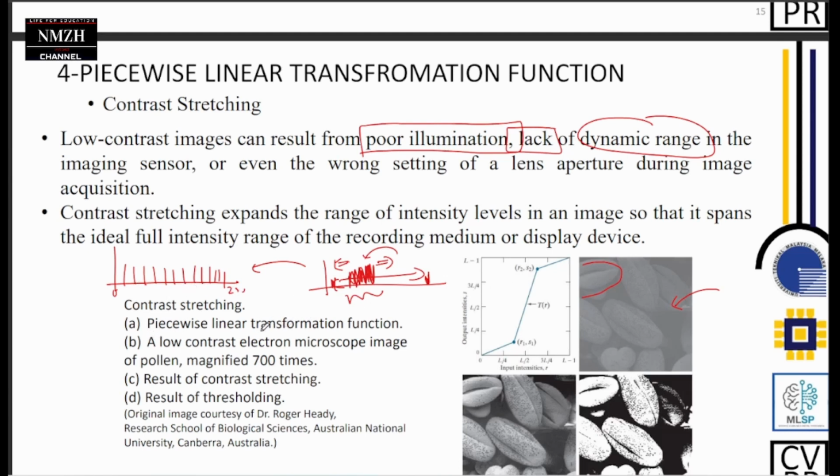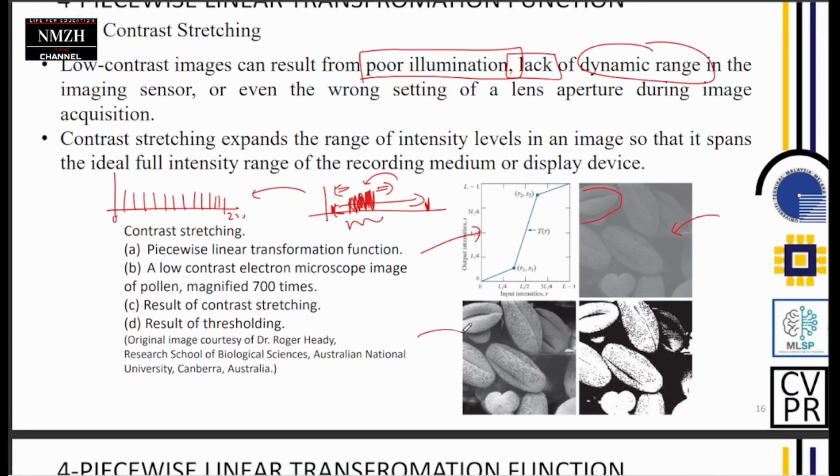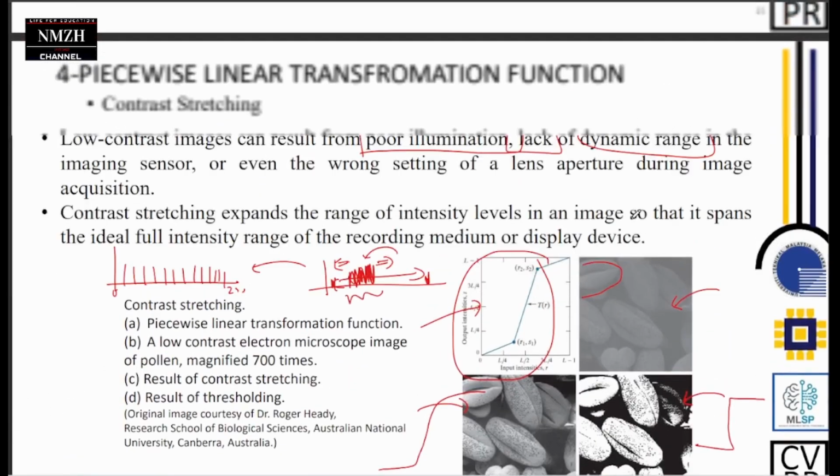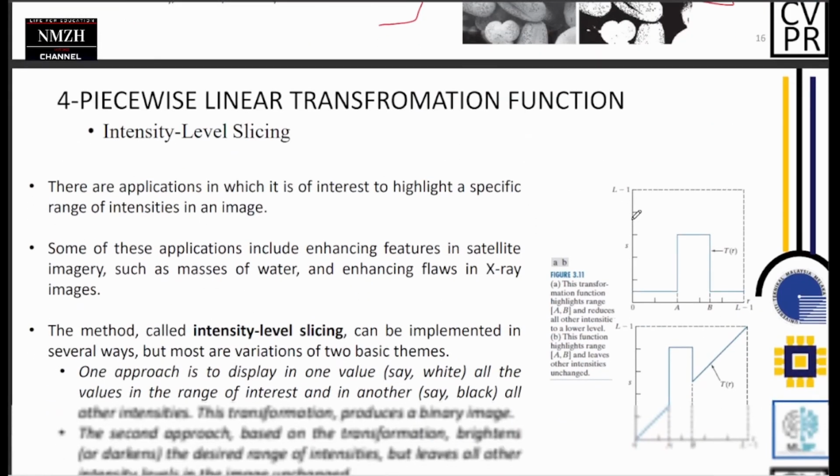So this one is the piecewise linear transformation function, low, okay. This one is contrast stretching, while this one is thresholding. Thresholding means this, okay. Stretching means this, okay. So we want to have a wide range of pixel intensity so that we have a good visual on that particular image. Okay, so the second one is intensity level slicing.